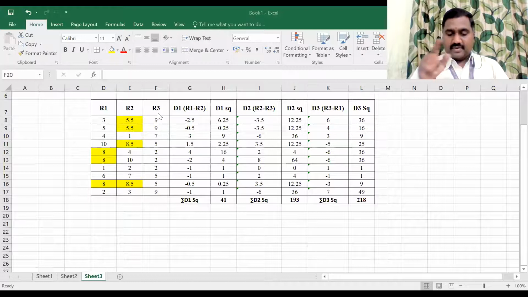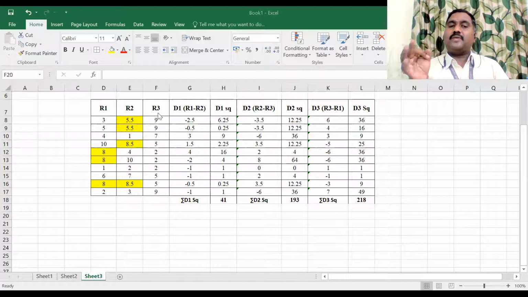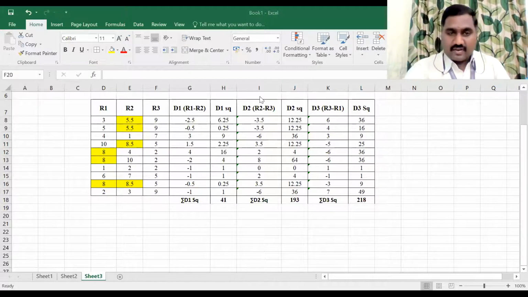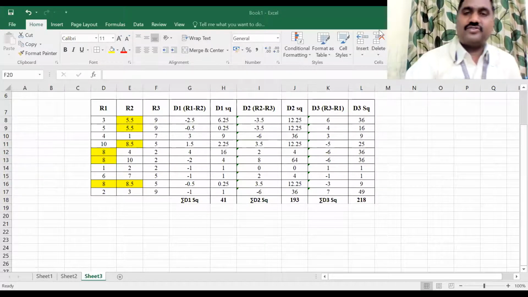Plus 1/12 into, what is the second number? Second number is 8.5. How many times is 8.5 repeated? 2 times. So the m value for the second pair will be 2. Similarly, what is the third number repeated? 5.5. How many times is 5.5 repeated? 2 times. M value will be 2 again. Okay. If you are confused, I will stop sharing this and I will go through the word. That is a difficulty, right?